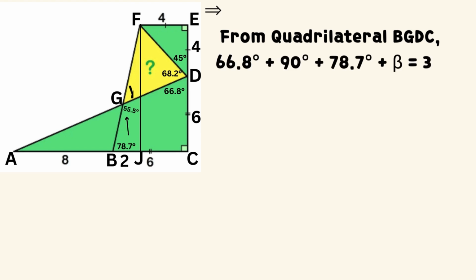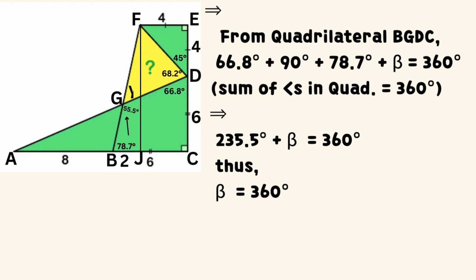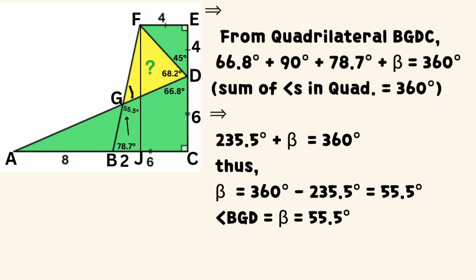This signifies that from quadrilateral BGDC, the sum of 66.8 degrees, 90 degrees, 78.7 degrees, and beta equals 360 degrees. It is because the sum of angles in a quadrilateral equals 360 degrees. Combine like terms, simplify, and we have that beta equals 55.5 degrees.